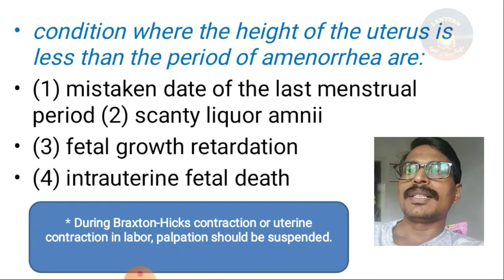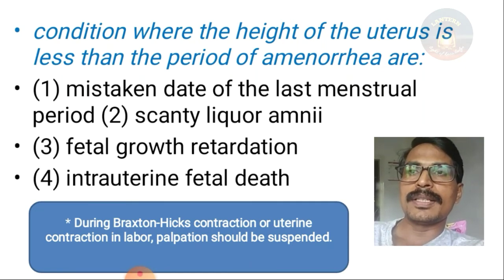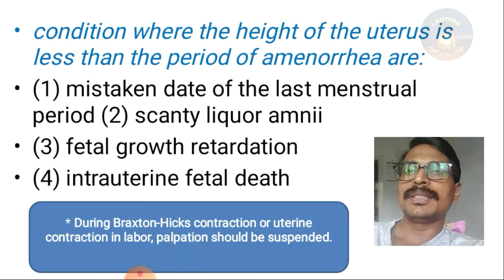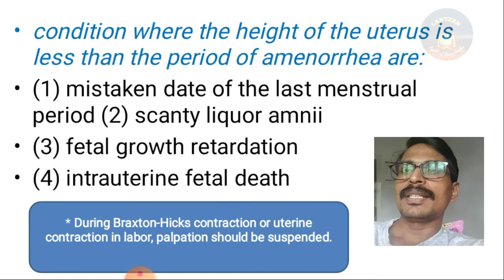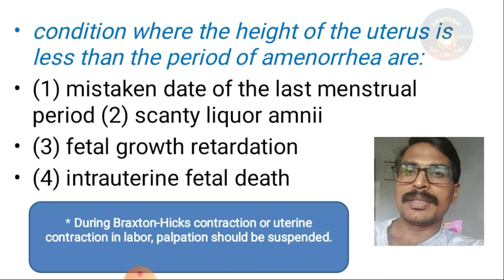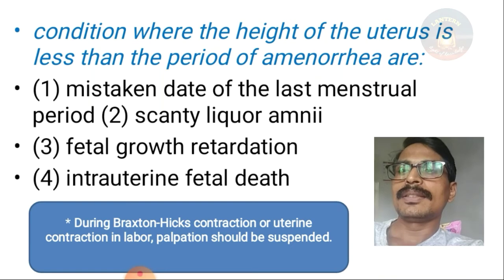Next, the conditions where the height of the uterus is less than the period of amenorrhea. First one is mistaken date. Already we have told in the other class also, mistaken date. The woman may not have a clear-cut idea about it. Then second one is scanty liquor amnii, so in case of oligohydramnios. And third one is fetal growth retardation or intrauterine growth restriction. Then intrauterine death. So in all these cases, the height of the uterus will be less than the period of amenorrhea.